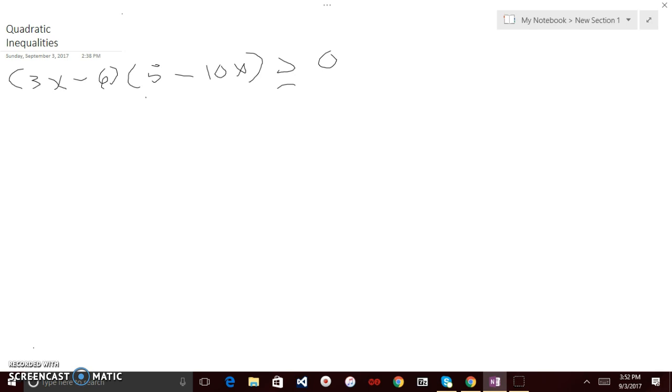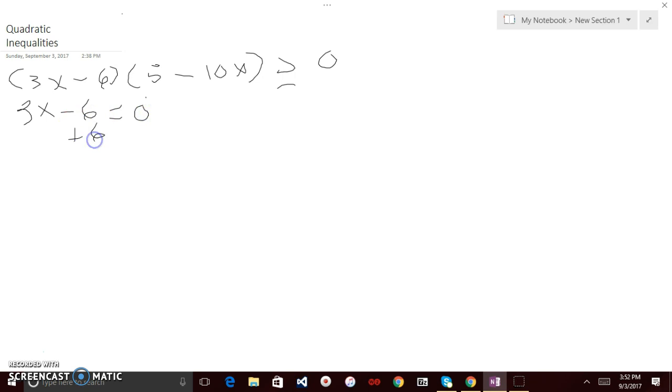So the first step to doing a table of signs is you want to figure out the zeros of your equation. So what values of x are going to make this equal to 0? We have two factors here. We have 3x minus 6 and 5 minus 10x. So let's start with 3x minus 6. So we say 3x minus 6 is equal to 0 and solve that.